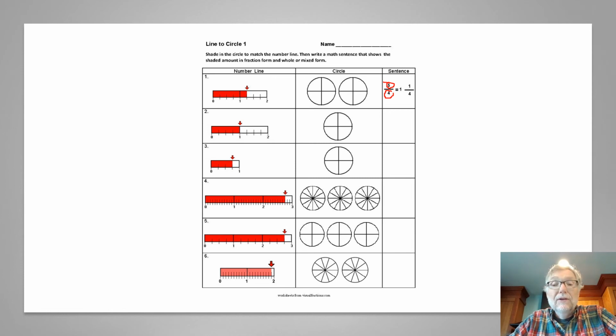Now what I'm going to ask you to do is go ahead and shade this in. So we're going to shade in the whole thing. We got one whole. And then we're going to shade in 1/4 in this circle. There we go. So there you have it. You have 5/4 on the number line, and then we have one whole and then 1/4. So we know that 5/4 is the same as 1 1/4.